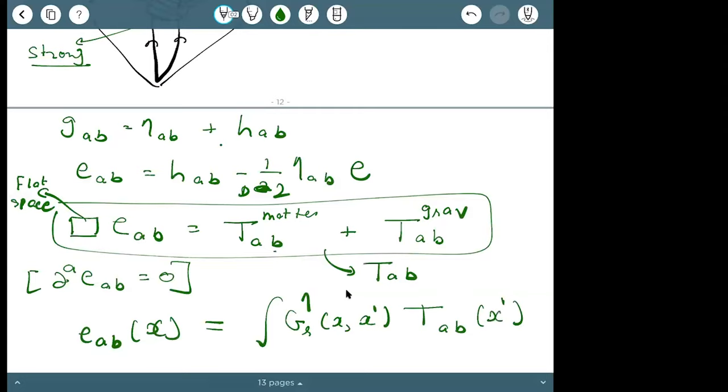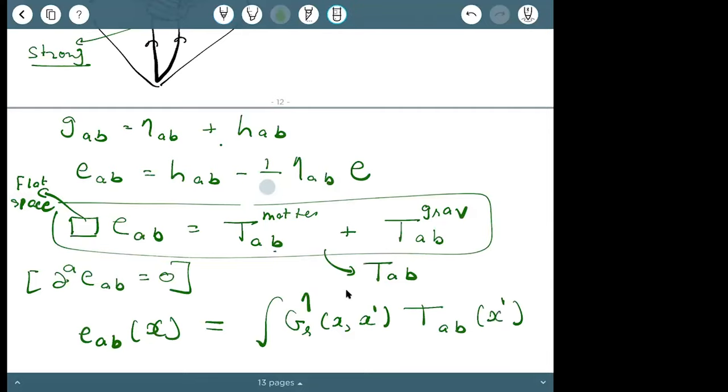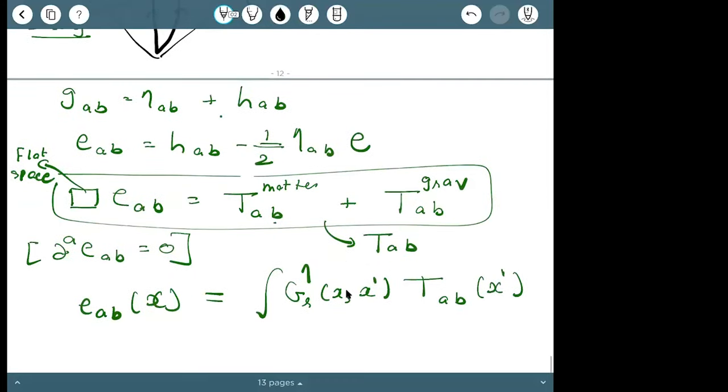By the way, the harmonic gauge condition in all dimensions has a minus one half, not the minus one over d minus two. Oh, sorry, I apologize. Thank you. Yes, you're right. Sorry.